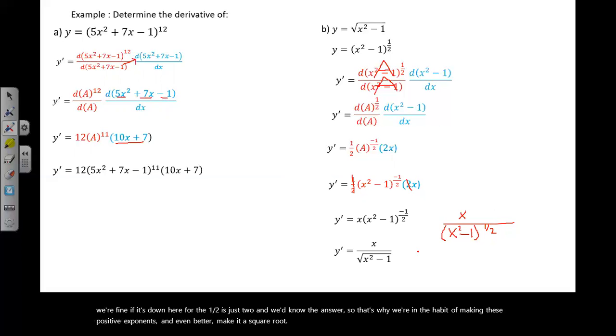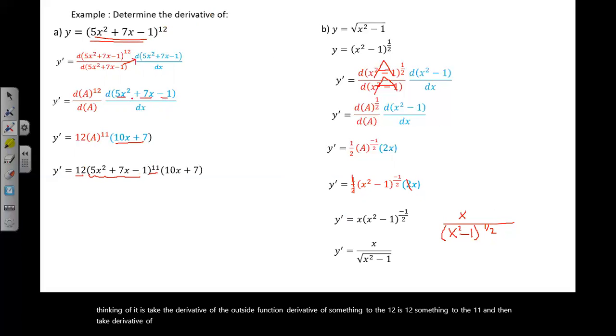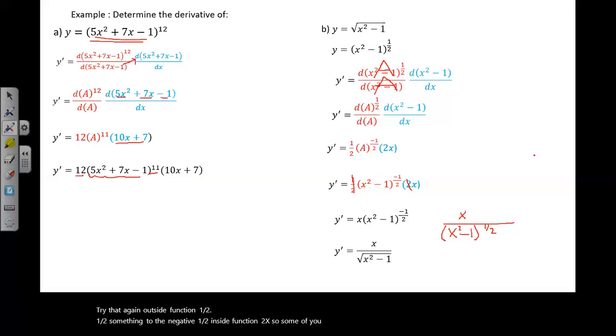For those who are looking at this going, I don't really like this, there's another way of thinking of it. The other way of thinking of it is take the derivative of the outside function. Derivative of something to the 12 is 12 something to the 11. And then take the derivative of the inside function. Derivative of inside function, 10x plus 7. Try that again. Outside function, a half something to the negative 1/2. Inside function, 2x. So some of you might prefer that.